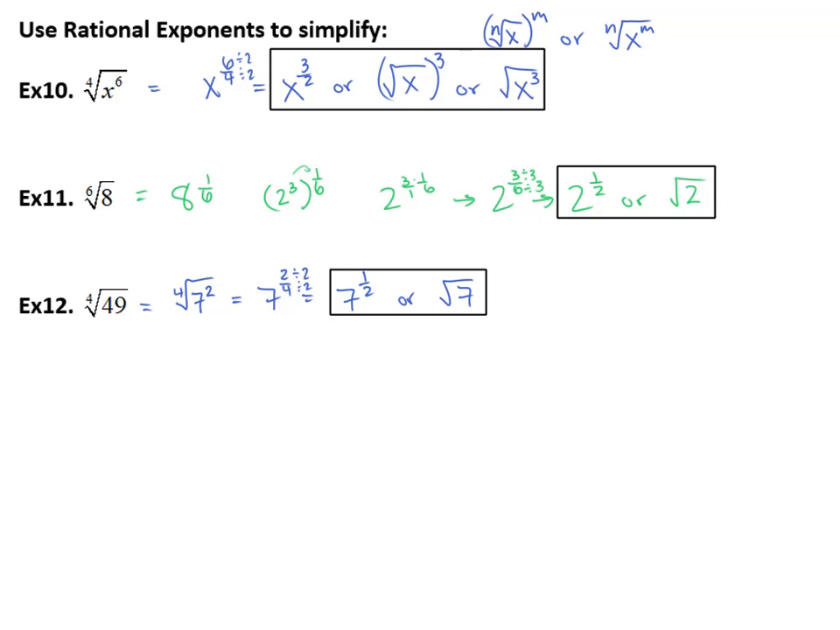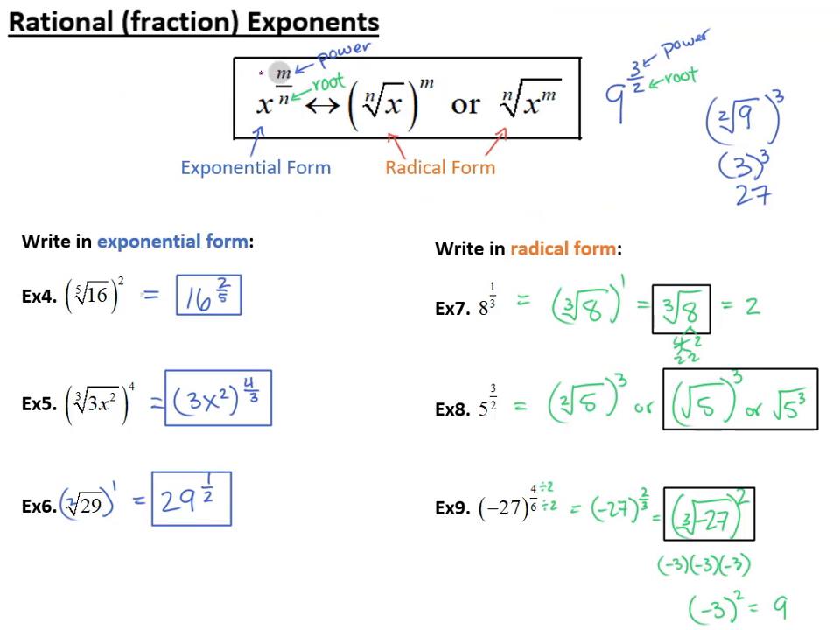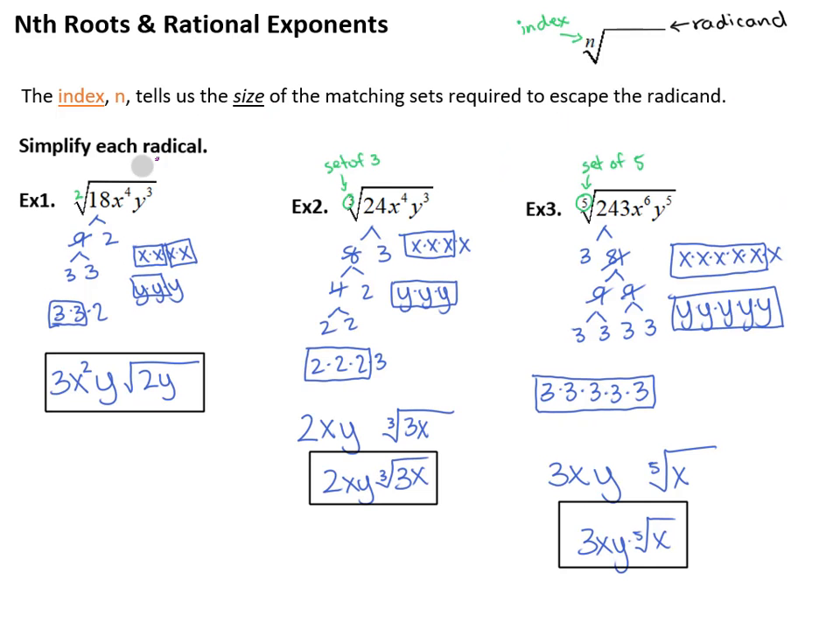Okay, so we learned about how to change from exponential form to one of our 2 radical forms, or vice versa. And we looked at how to simplify radicals that aren't just square roots, right? Remember that index tells us what size set we need to make, or to take something out of my radicand.